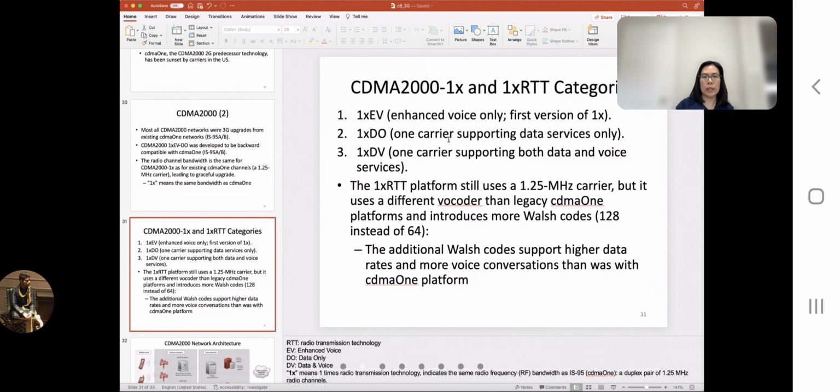And then CDMA 2000 can have three versions. The first one is for enhanced voice only, and the second one is for data only. And then the third type is both data and voice. D is for data and V is for voice, and they have one carrier supporting both voice and data. In this case, one carrier supports only data services, and this one carrier supports only voice.